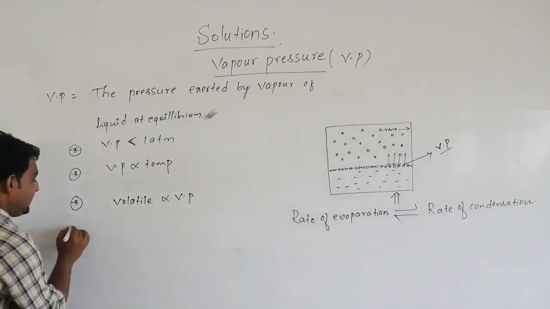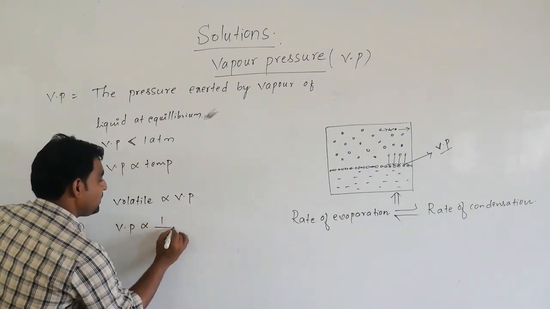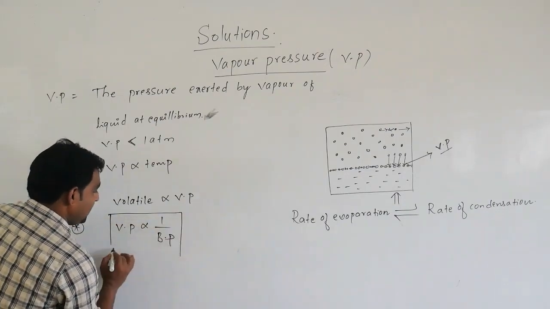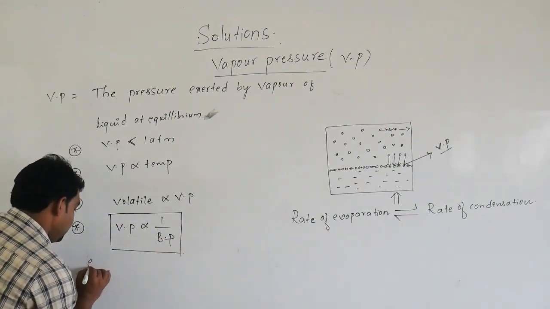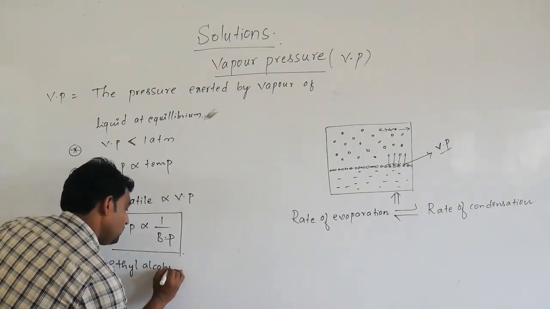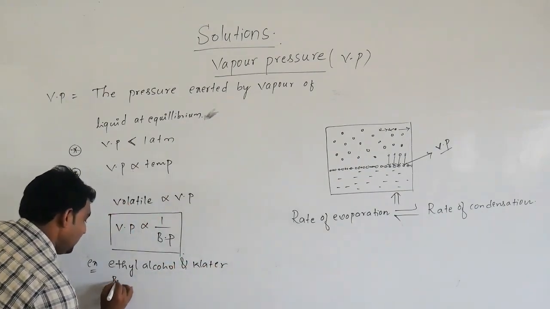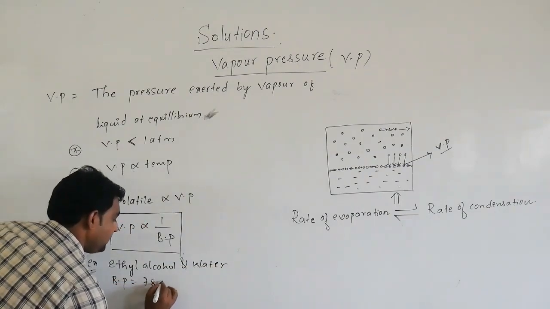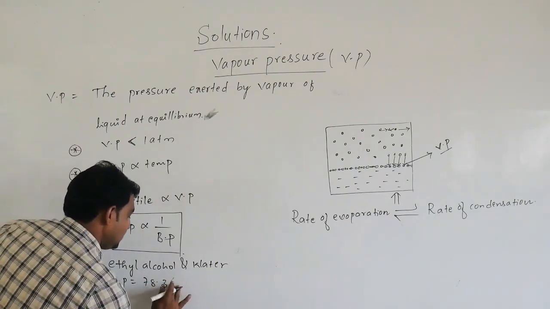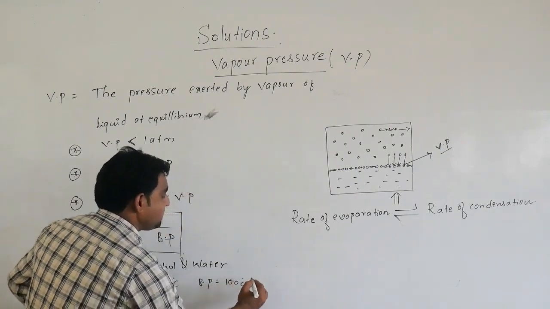And one more point regarding that, you can remember: vapor pressure is inversely proportional to the boiling point. Very important point. Example, ethyl alcohol and water you can take. Ethyl alcohol has a boiling point of 78.3 degrees Celsius, and the boiling point of water is 100 degrees Celsius.